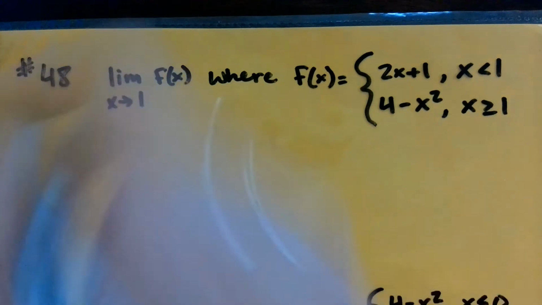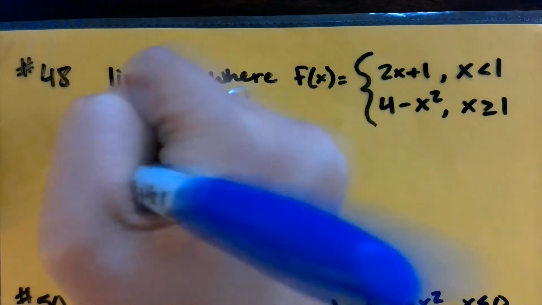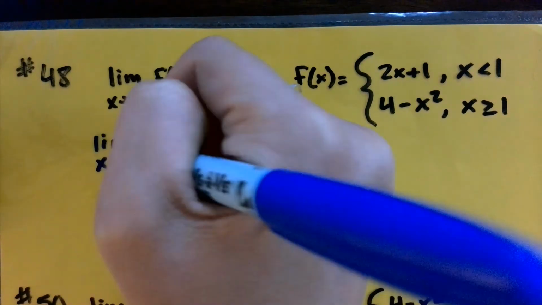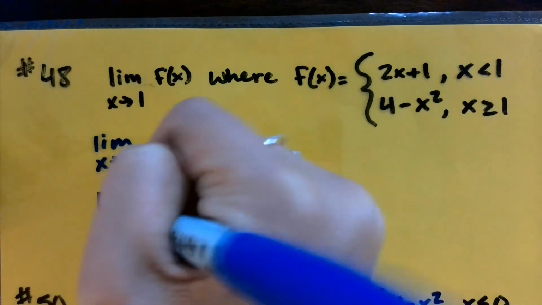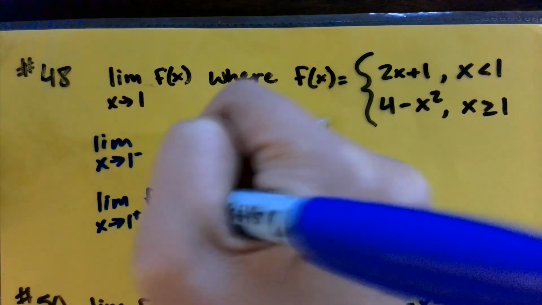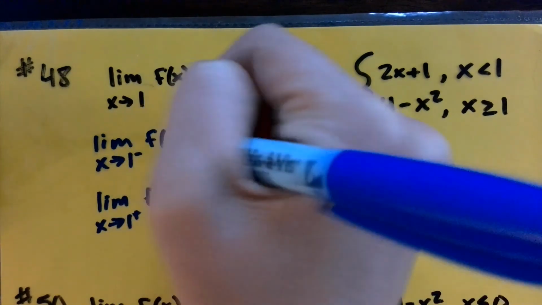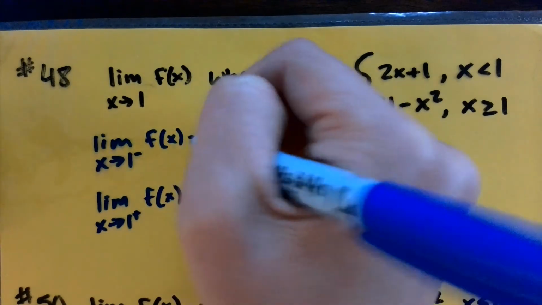at the piece at the bottom, and if those are the same, so if my limit as x approaches 1 from the left is the same as the limit as x approaches 1 from the right, then I can go ahead and say that the limit does exist and what that value is.